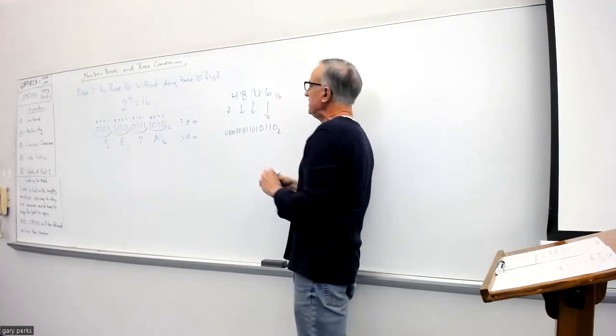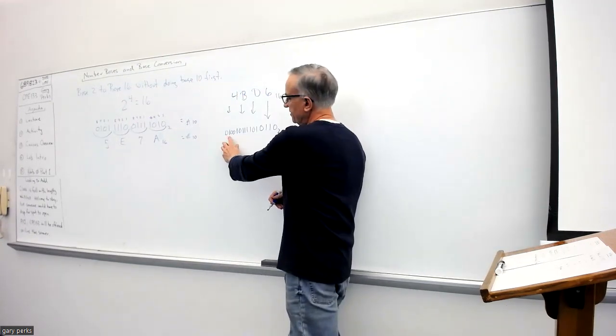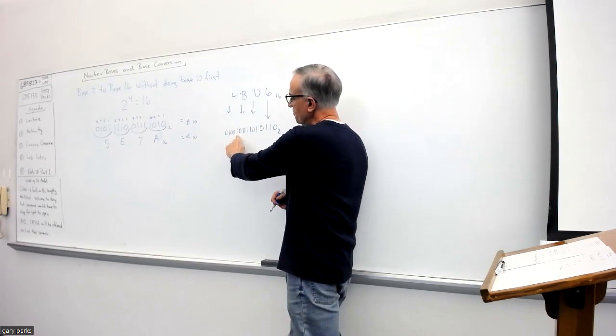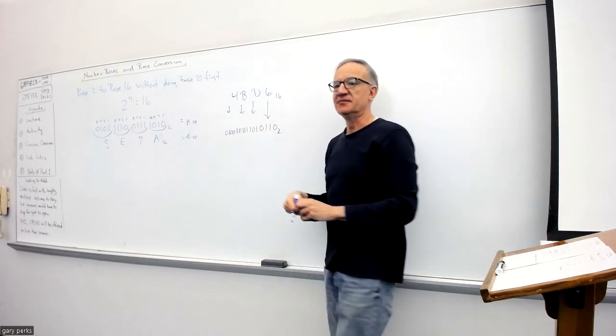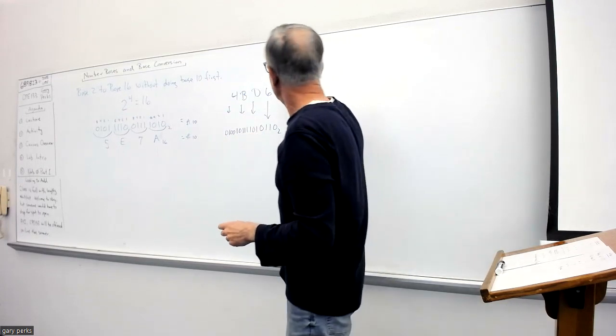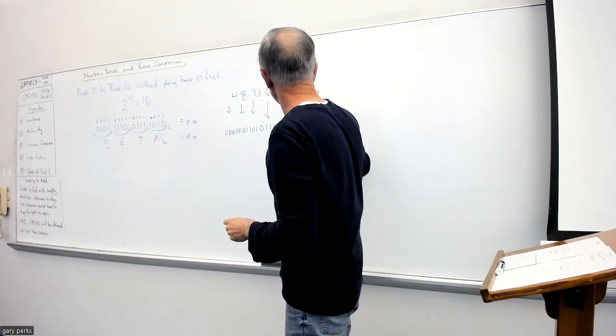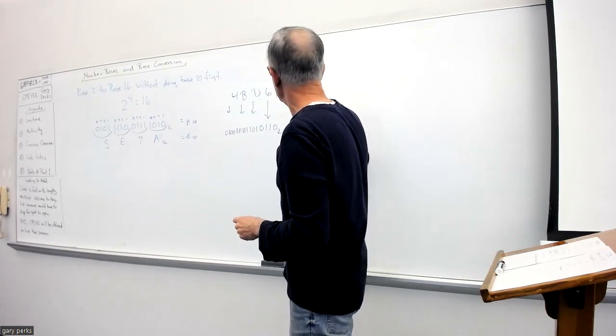So 4D6B is, and now you wouldn't have to write the leading 0 here, 1, 0, 0, 1, 1, 0, 1, 0, 1, 1, 0, 1, 0, 1, 1. And again, if you don't believe me, convert this to base 10, convert the hex to base 10, and you're going to see it's the same number.